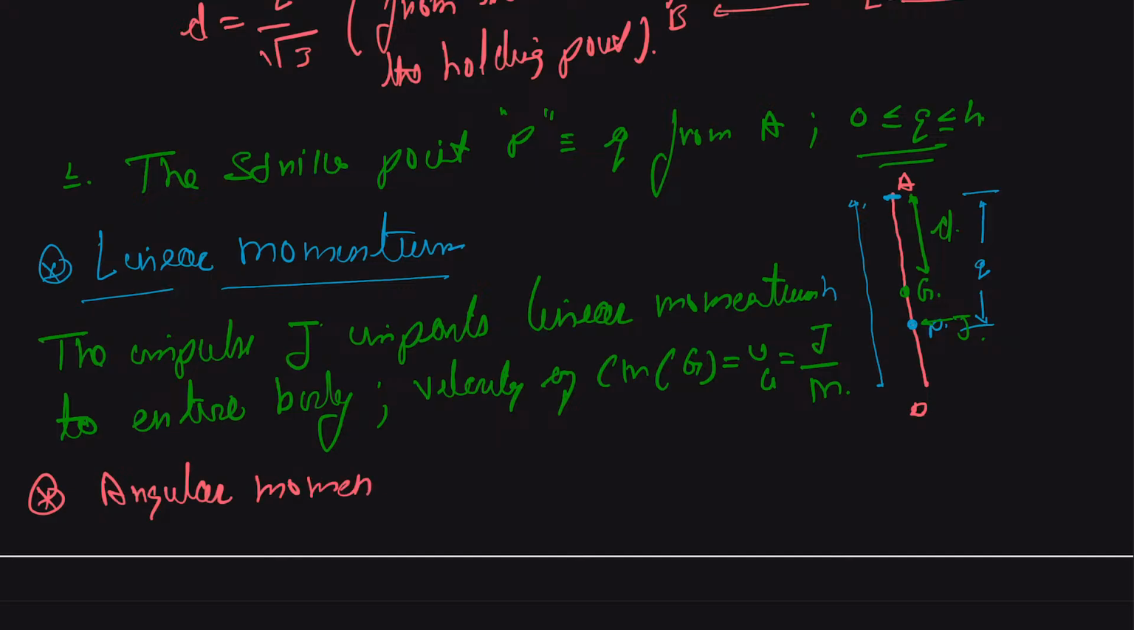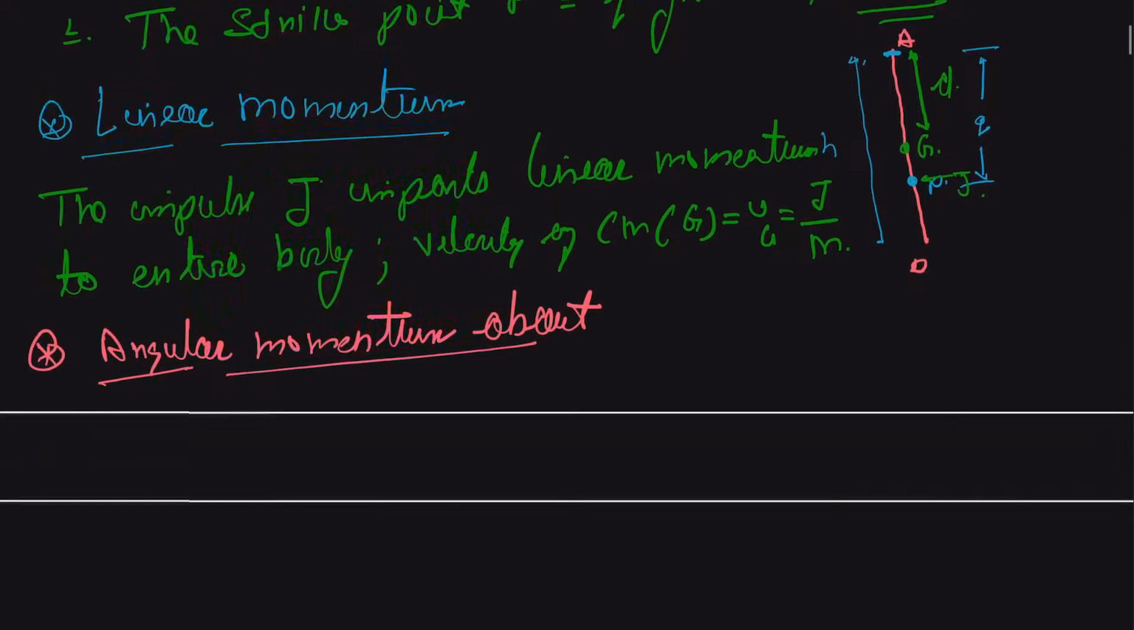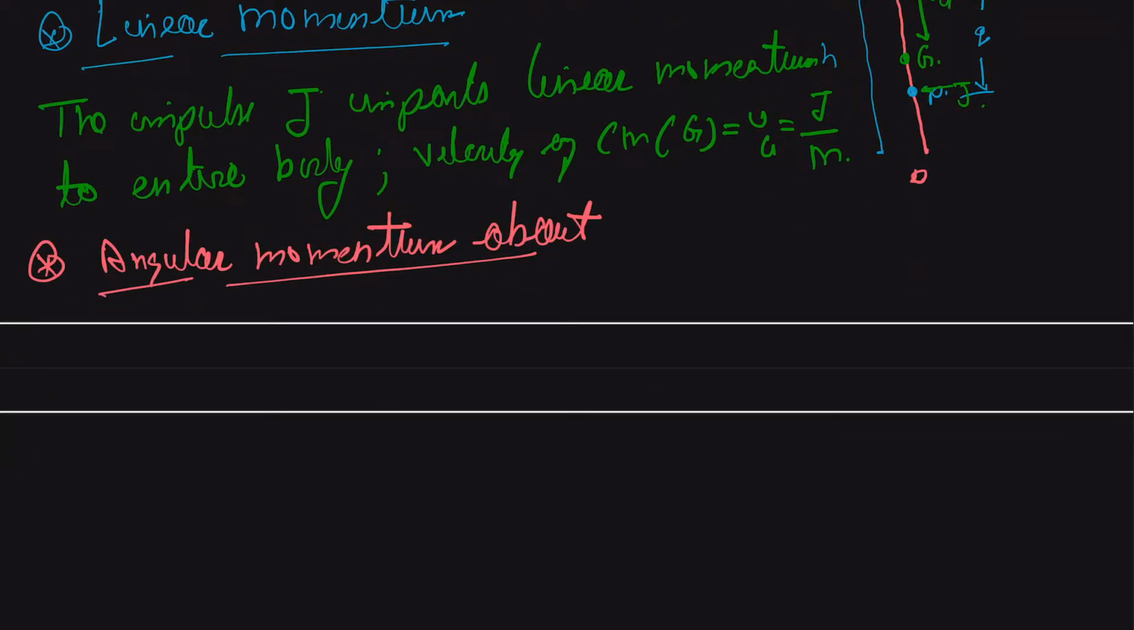Angular momentum about g. Obviously that will be because of the impulse, or we can say the torque due to J. We can say that our angular impulse about g is the torque due to J. And we can find out the distance between our g to P, which is along the median.